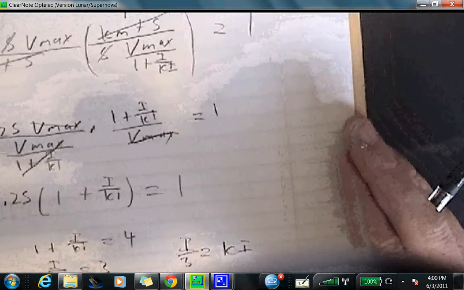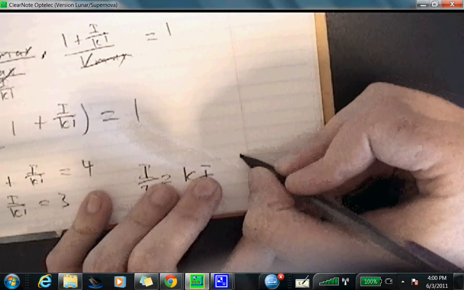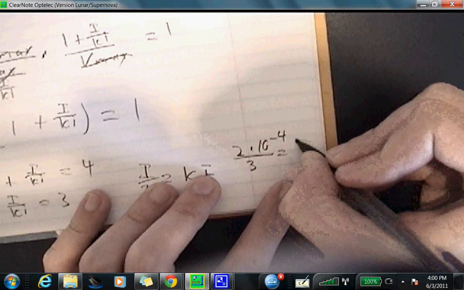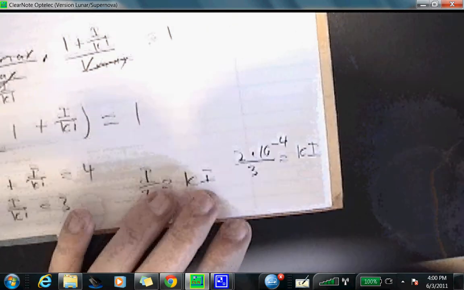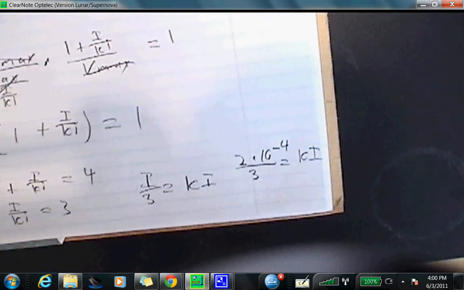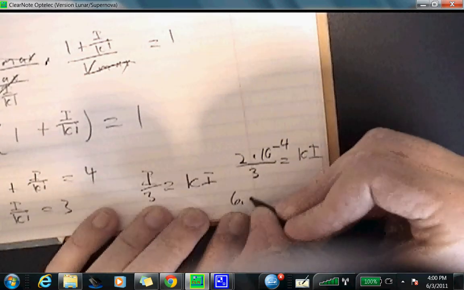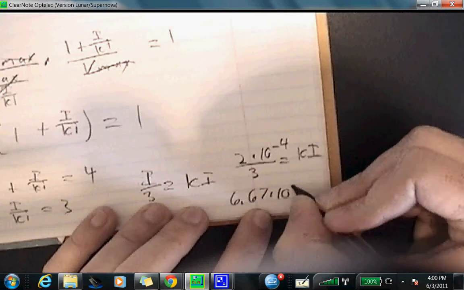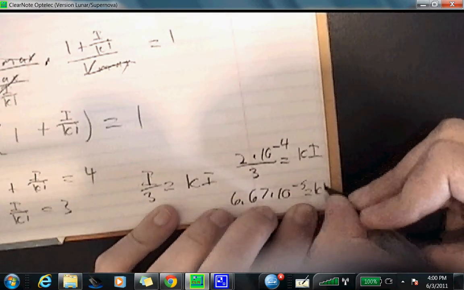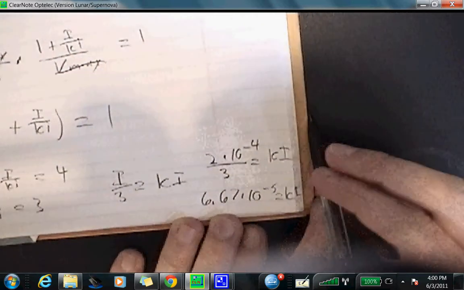Let me zoom out again. Okay, and this is actually going to be 2 times 10 to the negative fourth divided by 3 equals Ki. I just plugged in I. And so your answer should be somewhere around 6.67 times 10 to the negative fifth equals your Ki. And that's your answer.